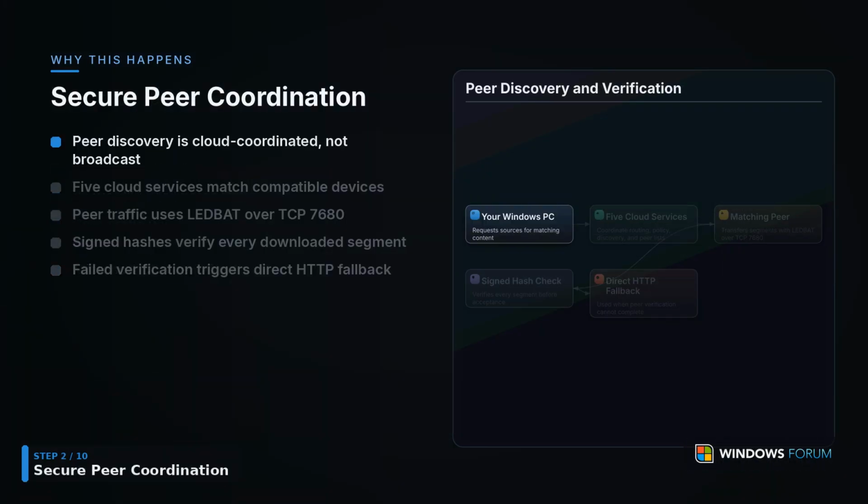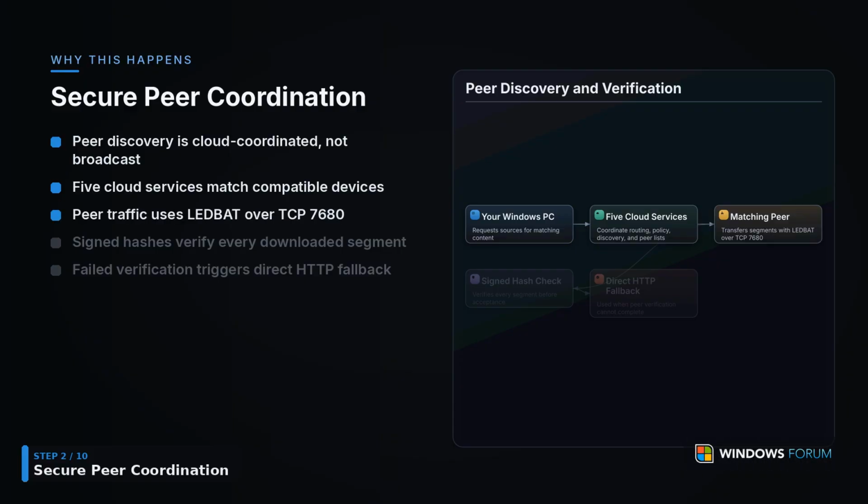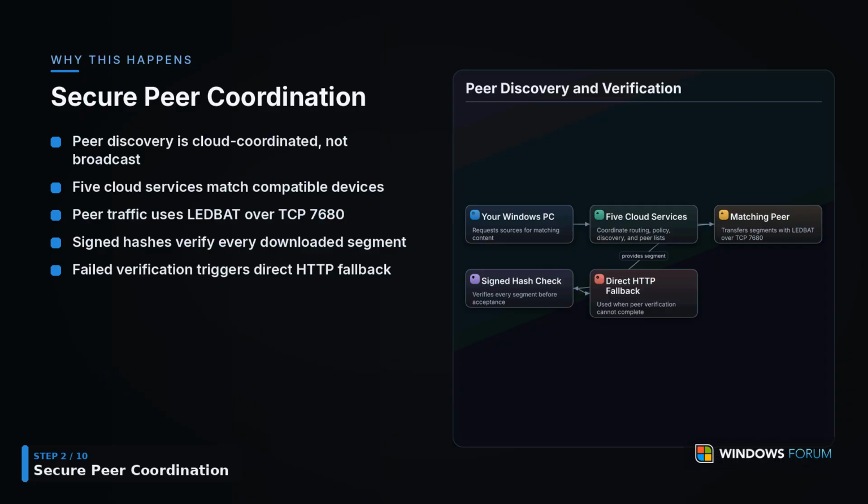Your PC does not blindly broadcast for update files. Geo, key value, content policy, discovery, and search services coordinate matchmaking and return peers that cache the same content. Peer transfers use LEDBAT over TCP port 7680, which yields when it detects competing normal traffic. Every segment is checked against a signed piece hash file obtained from Microsoft over an encrypted channel. If verification fails, Windows rejects that peer data and falls back to a direct HTTP download.